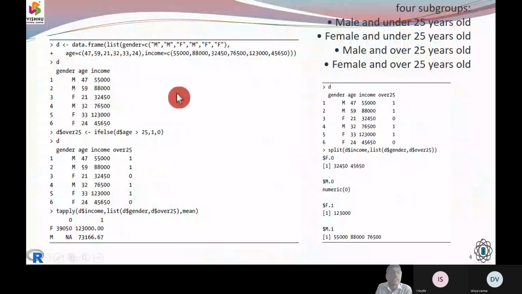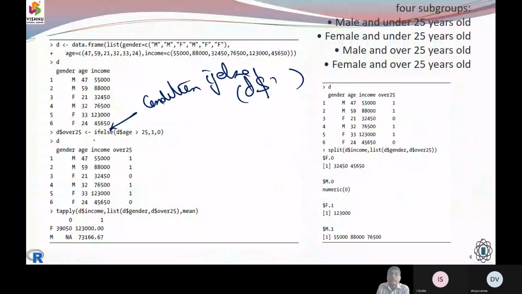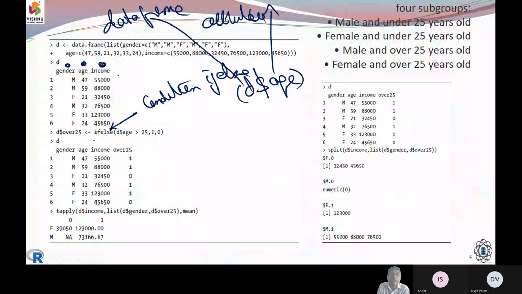Now, the scenario is that we are going to use if else as a condition. So we are going to put a condition value, that is D and age. Age we are going to call an attribute, and D we are going to call a data frame. So we have the attribute gender, the attribute age, and the attribute income. All of them are part of D. So D of age we are going to put.